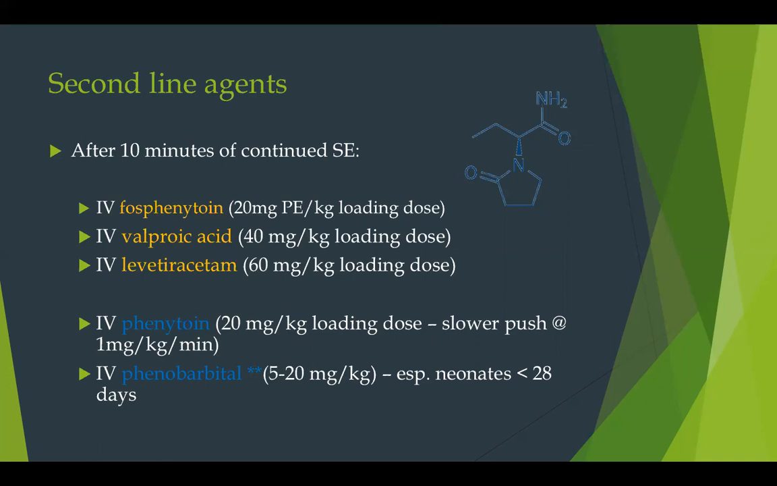Also in neonates, phenobarbital is a second or maybe even a first line sometimes, because neonates less than 28 days respond really well to phenobarbital for stopping seizures.